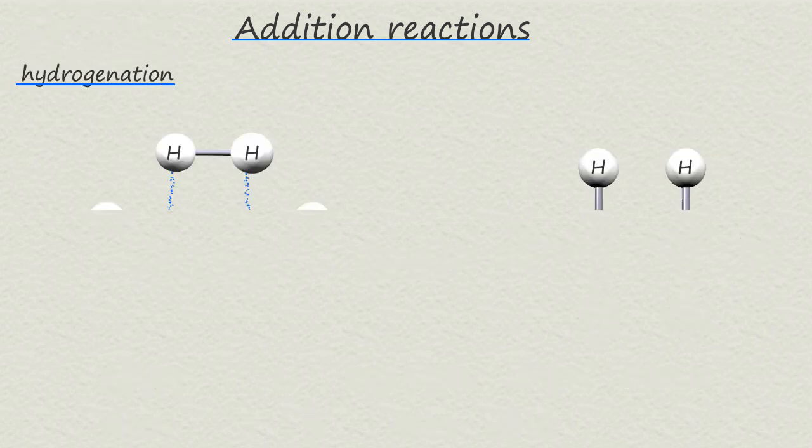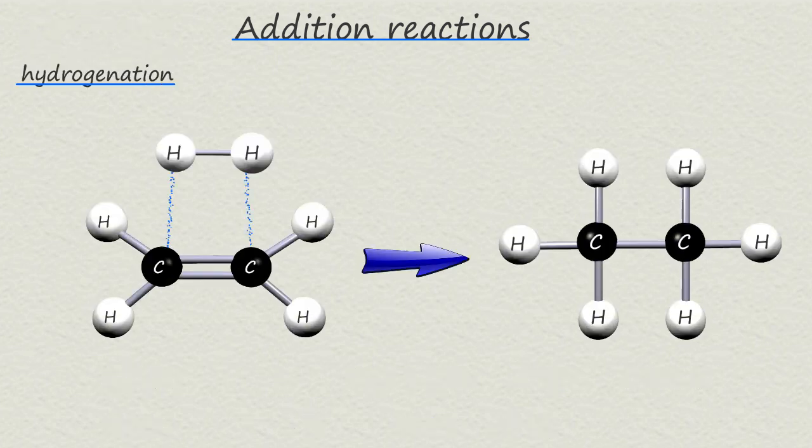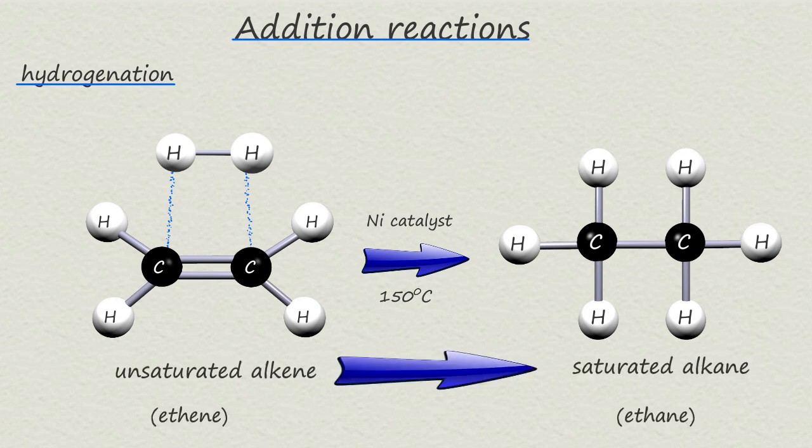The addition of hydrogen to an alkene is often called hydrogenation. Now the process of hydrogenation requires the use of a catalyst such as nickel, platinum or palladium. The result of this catalytic hydrogenation reaction is to turn an unsaturated alkene molecule into a saturated alkane molecule.